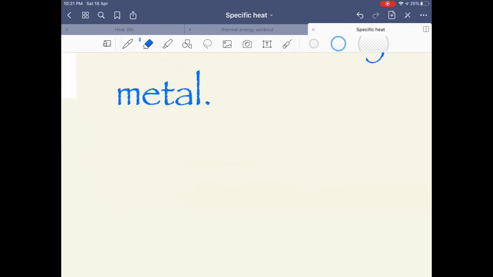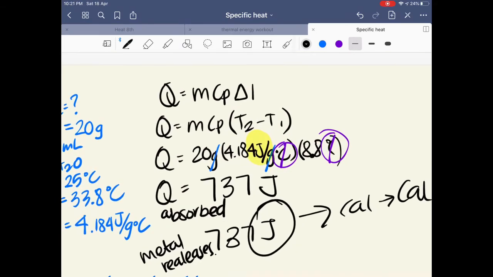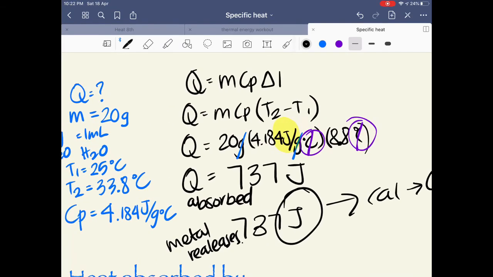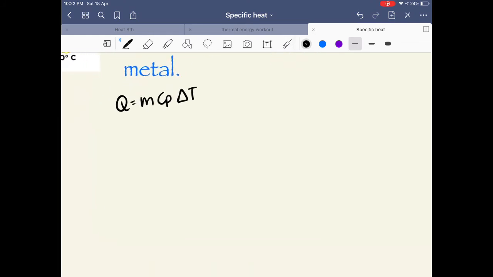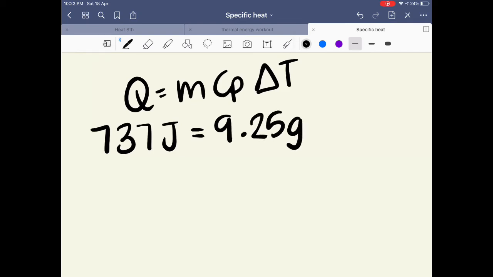Okay, so with this information, we know the amount of heat released by the metal. We have our formula again. Heat equals mass times specific heat times delta of temperature. This other information, we did it with the information of the water. Now let's use the one of the metal. We already know that 737 joules were released. The mass, I forgot to tell you, is 9.25 grams. So we measured it before we started the experiment, let's say.